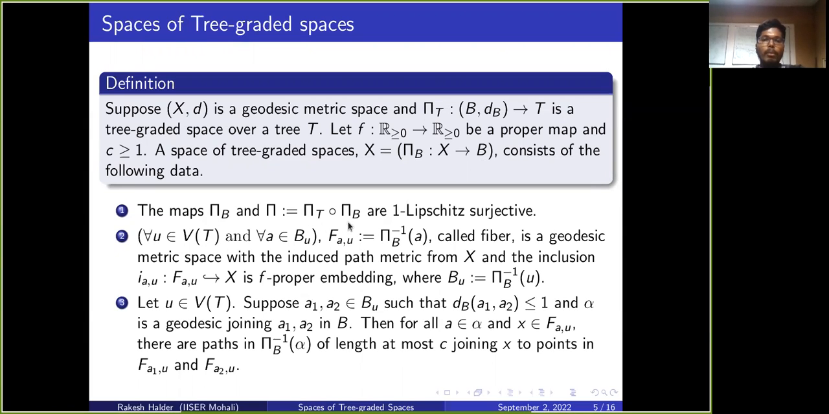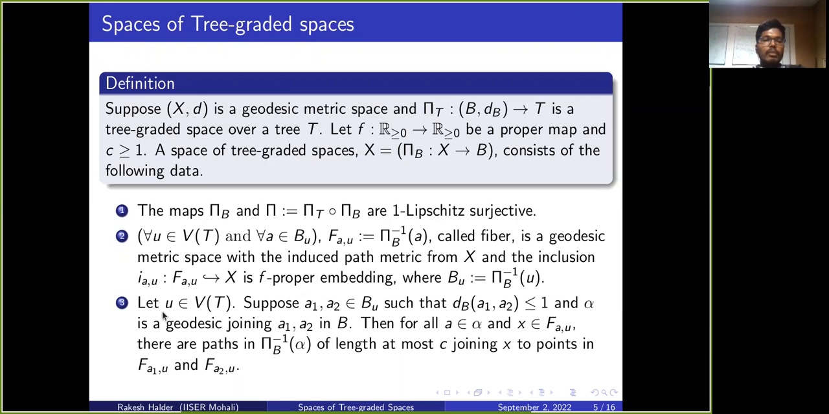So pi_B and pi_T composed with pi_B are one-Lipschitz surjective maps, and for each vertex u inside capital T, and for all a inside the corresponding piece B_u, the inverse image of a under pi_B is a geodesic metric space, and we denote this space as F_{a,u}, and we call this space a fiber. And we also want that the inclusion map from this fiber to X is a proper embedding. That means any two points inside this fiber which are at most r distance apart inside X are at most f(r) distance apart in the fiber distance.